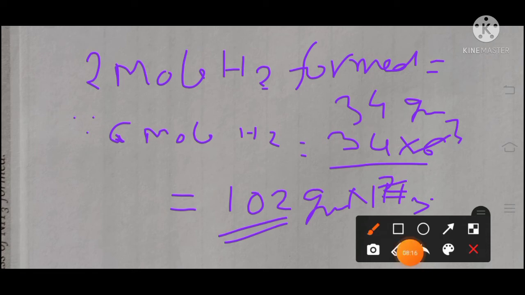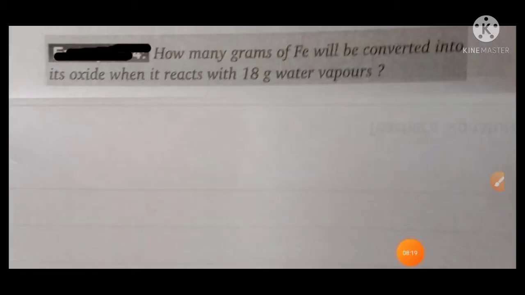Next, third type is calculation based on mass relationship. So in these types of questions, we convert the moles into molar mass or molecular mass. First of all, we write the chemical equations, then we write the number of moles, then we convert the number of moles into molecular mass or molar mass.